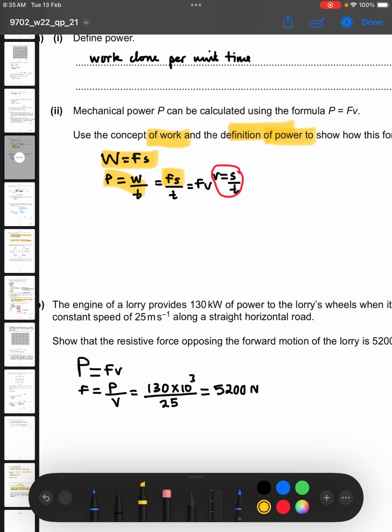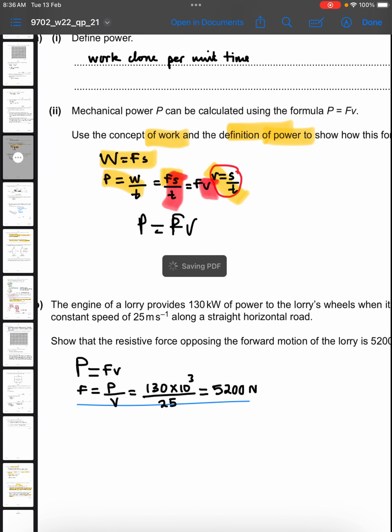But we know that the speed or velocity is equal to displacement over time. That's the average speed, or just the general speed, is displacement over time or distance over time. So where there was S over T, we replace S over T with V. So power becomes power equals FV. Right?